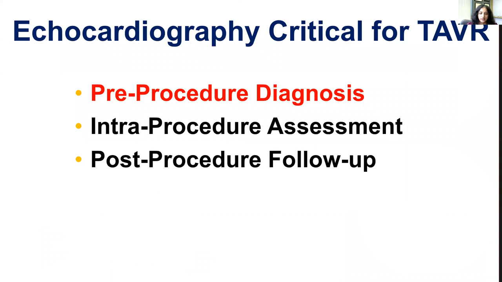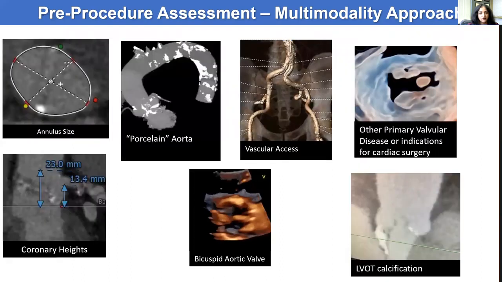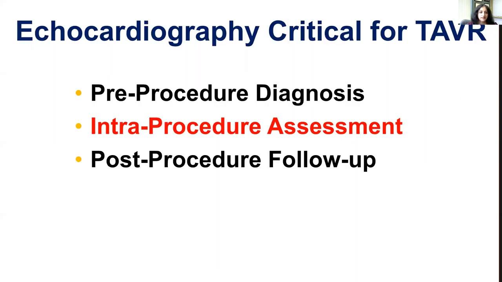Echo is critical to TAVR. So the pre-procedure diagnosis of severe AS is discussed in other lectures, and the use of both echo and CT imaging variables help to make the decision about TAVR versus surgical valve replacement. The new ACC guidelines in 2020 use age as a guide, but then other imaging variables that would favor TAVR over SAVR for a particular patient. Once the decision for TAVR has been made, we then switch to intra-procedure assessment.